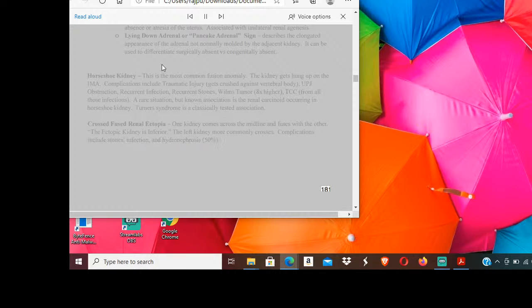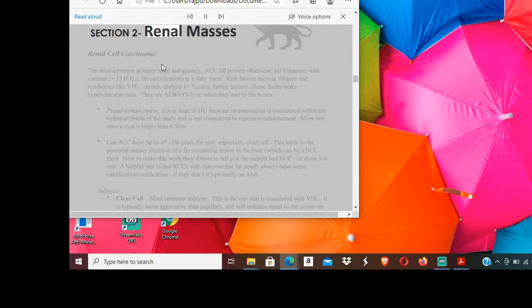Section 2. Renal masses. Renal cell carcinoma. The most common primary renal malignancy. RCC till proven otherwise. A. Enhances with contrast, 15 HU. B. Calcifications in a fatty mass. Risk factors include tobacco use, syndromes like VHL, chronic dialysis, 3 years, family history. These dudes make hypervascular mets. They are lytic when they met to the bones.